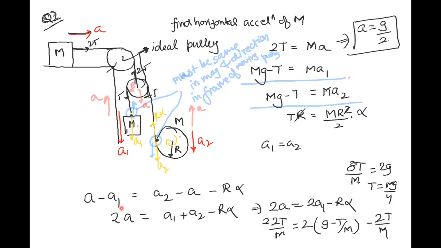A minus a1, which is the acceleration of this point upwards according to this guy, must be equal to the acceleration of this point downwards. This point has an acceleration downward, which is a2 minus a due to translation, and r alpha upward due to rotation, therefore minus r alpha. Okay, did that make sense?